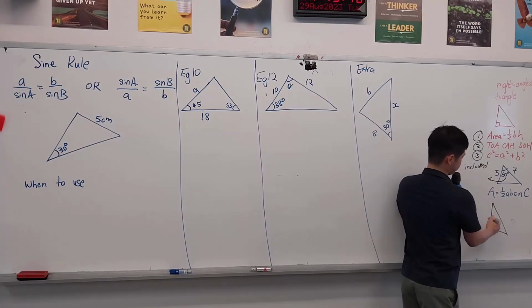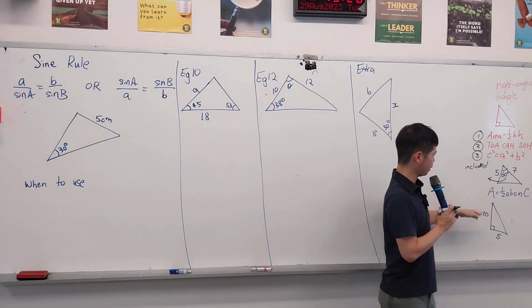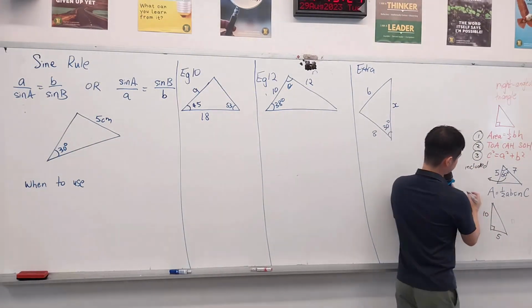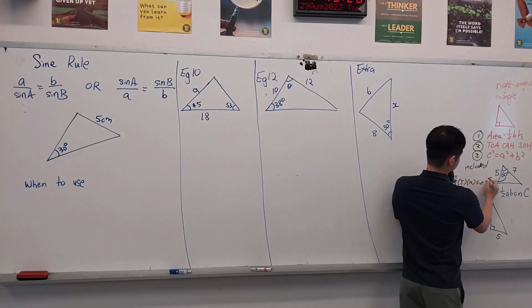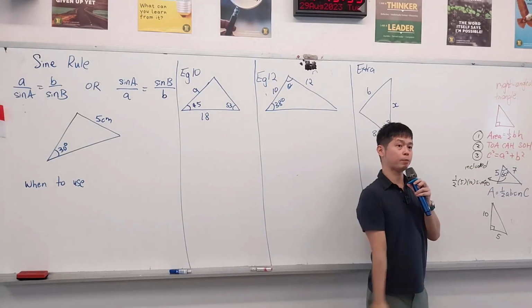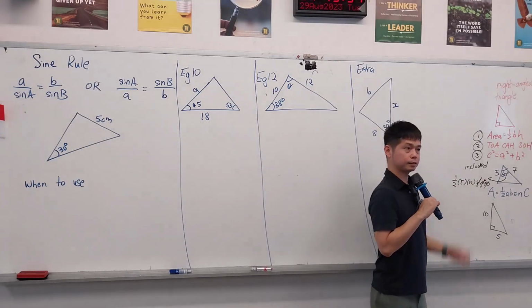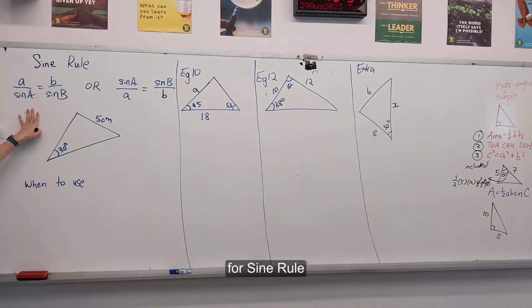Let's say this is 90, this is 10, and this is 5. I can also use half a b sine C. The reason is this, half a b sine 90, right? Sine 90 is actually 1. If you don't believe me, you can press your calculator. Then can you see that the answer is just half times base times height? All right. The formula is given during the exam.